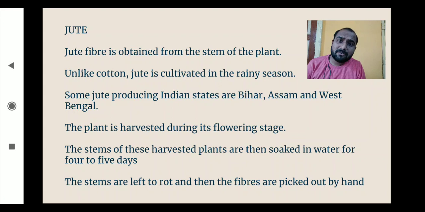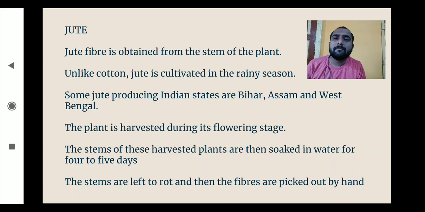Now the stems of these harvested plants are soaked in water for 4 to 5 days. Now how to obtain this? Let us see. First of all, the stems of the harvested plant are kept in the water for a few days. For what purpose? For rotting. What to do? Put them in water for 4 to 5 days.